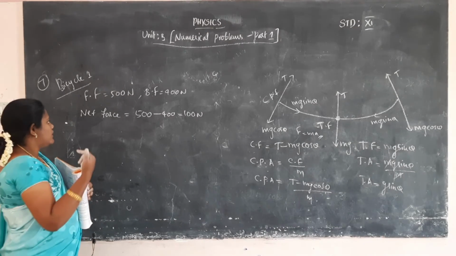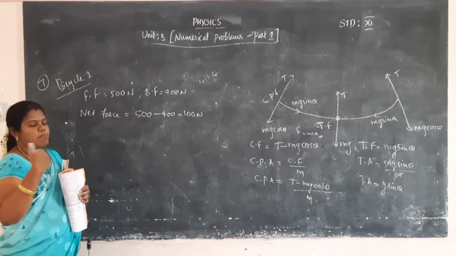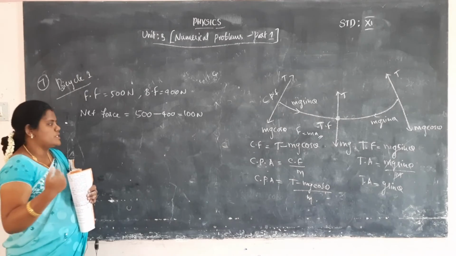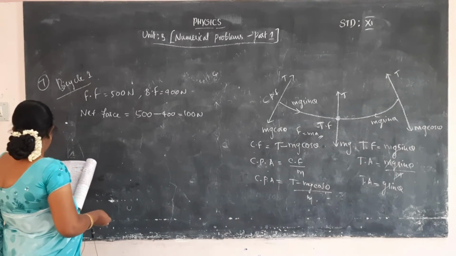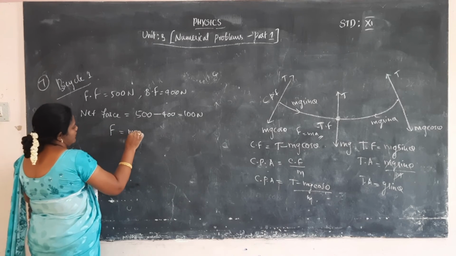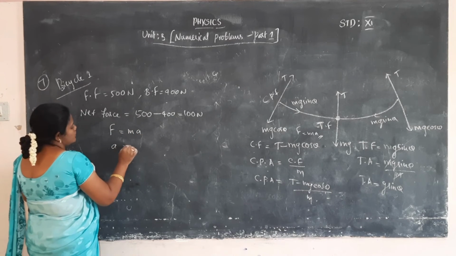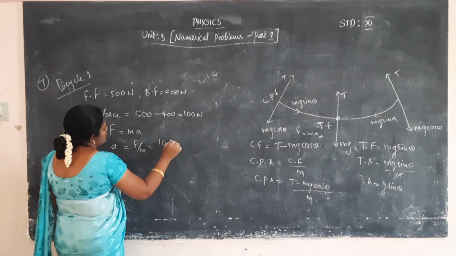So we want to calculate the net force. The net force is equal to the forward force minus the backward force, because the two will be acting in opposite directions. So 500 minus 400 is equal to 100 Newton. Now we can easily calculate the acceleration. Force F is equal to m into a, so acceleration is force by m. The force is 100 Newton.